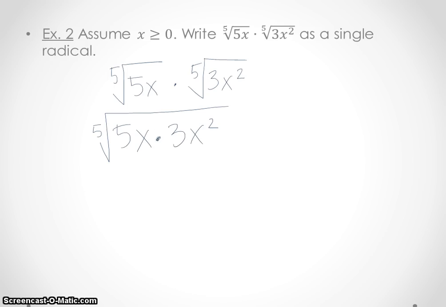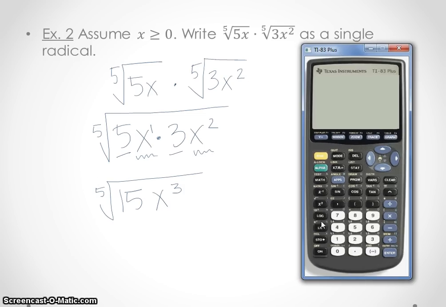And now that these are together, I can actually multiply. So we can do 5 times 3, so the 5th root of 5 times 3 would be 15. And then x to the first times x squared, we can multiply those together, which would be x cubed here. So then we have the 5th root of 15x cubed. And then you would always want to check, can I simplify that anymore? Well, can I do the 5th root of 15? I don't think so, but it doesn't hurt to check.